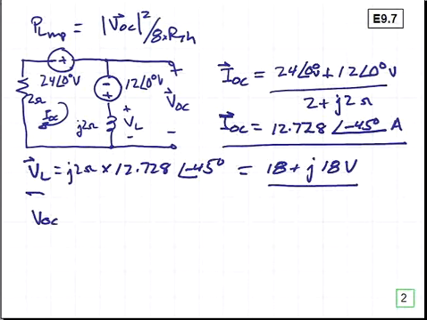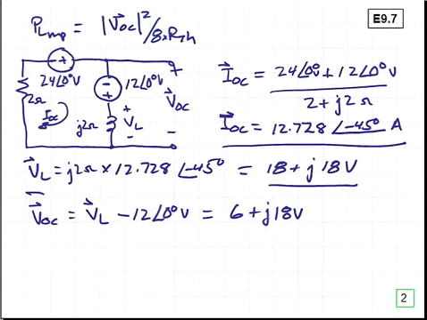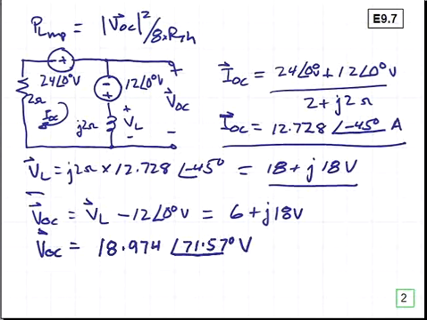Now we can determine the open circuit voltage as the sum of V sub L minus the voltage source 12 at an angle of 0 degrees volts, and this is equal to 6 plus j18 volts, and V OC is equal to 18.974 at an angle of 71.57 degrees volts.